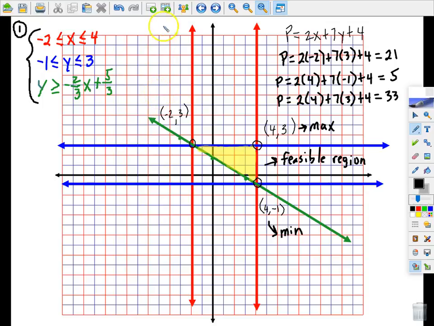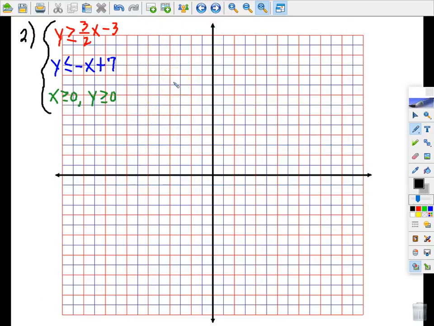And so let's just try one more, very similar to what you're going to do on your homework. So we've got 4 different constraints with shading that we need to do, and then let's see if we can determine where all 4 shadings will combine together. All right, so let's do the red first.